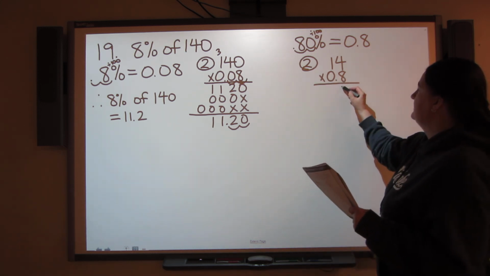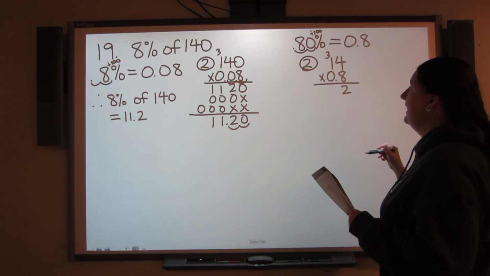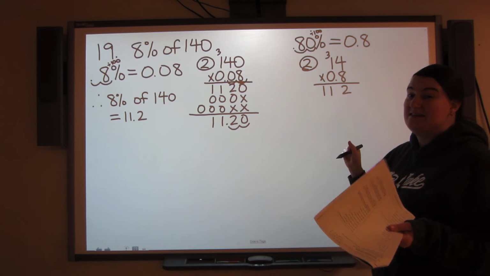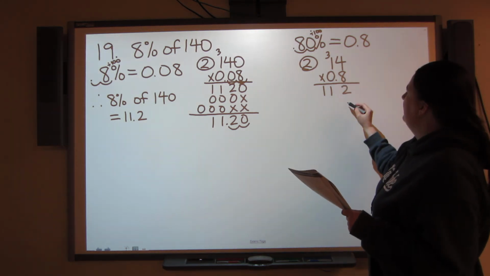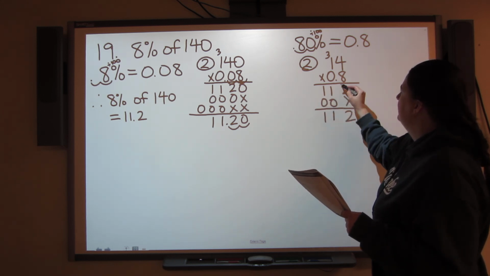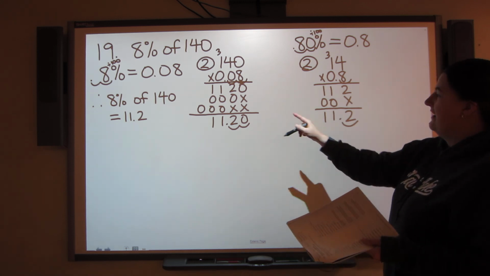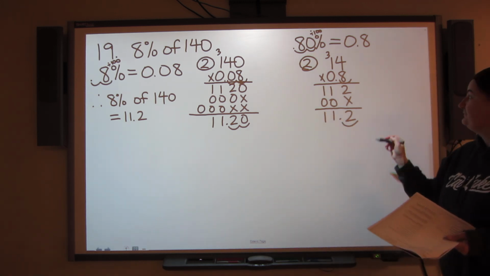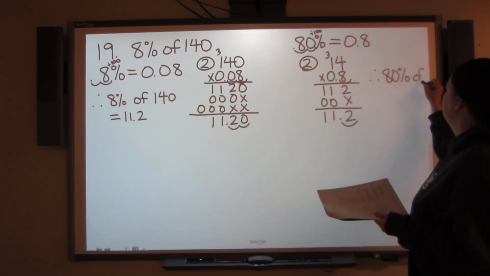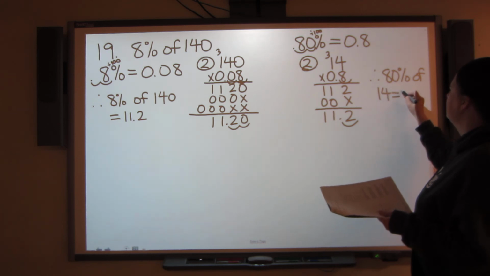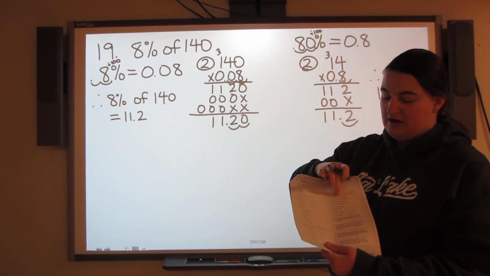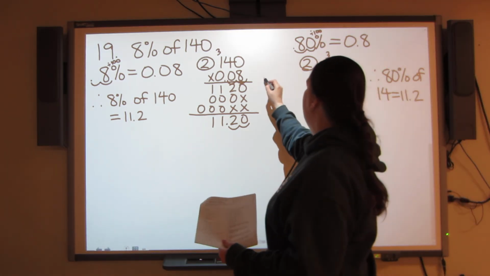8 times 4 is 32, carry your 3. 8 times 1 is 8, plus the 3 that you carried is 11. You can see where we're going with this now. And then, of course, zeros. Add them up, put your decimal in there. Are they the same? Yes, they are. Therefore, 80% of 14 equals 11 and 2/10. So when it comes to this question, you're going to fill in that blank with an equal sign.